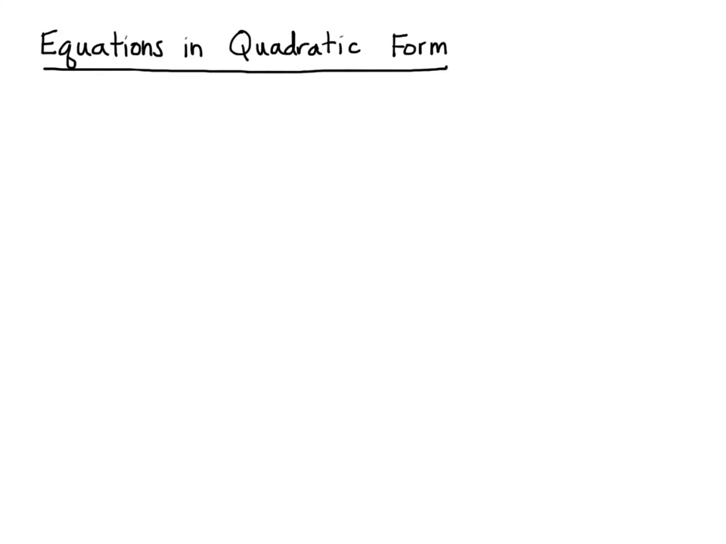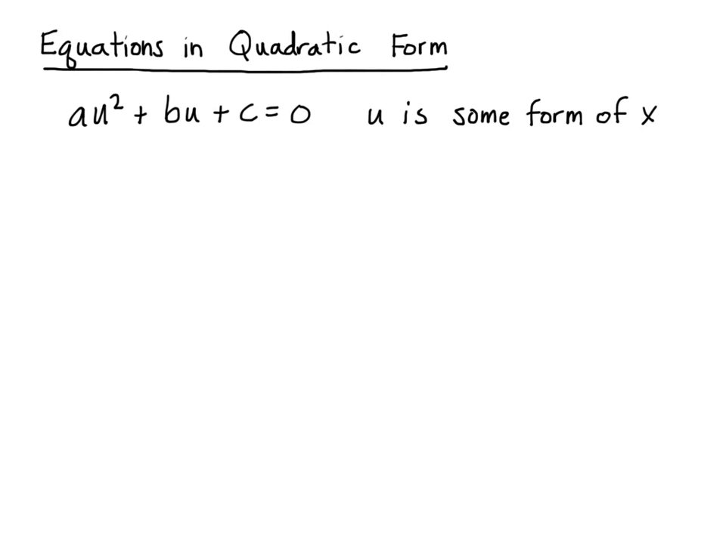Okay, so equations in quadratic form. These aren't necessarily quadratic equations. These are equations where we have some expression in x that we can represent as u, and if we can put that in as a quadratic equation, then we have what's called a quadratic form equation. So when we have something like x to the fourth minus 5x squared plus 4, that's definitely not a quadratic equation, right? That's x to the fourth, not x squared.